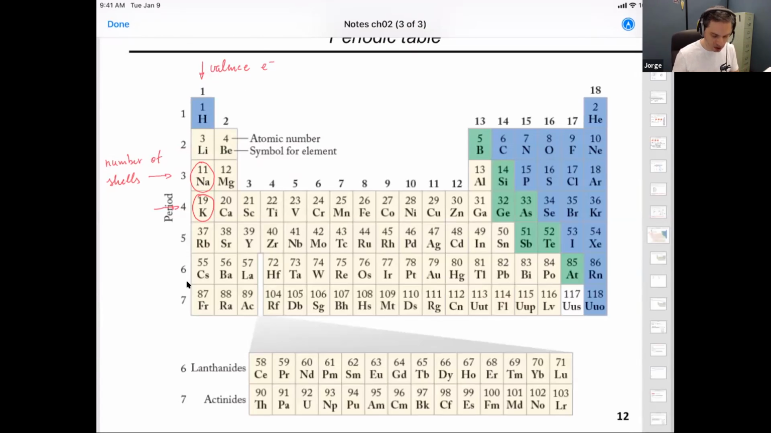Okay, just one trick here when we are looking at the number of the group in the periodic table. When we are between the groups 13 and 18, to determine the number of valence electrons, you have to subtract 10, okay? So between the columns 13 and 18, to determine the number of valence electrons, you must subtract 10.